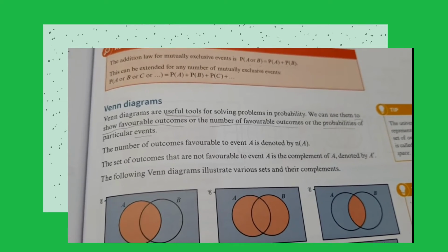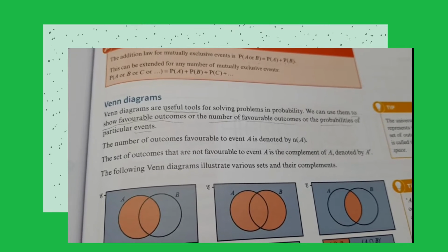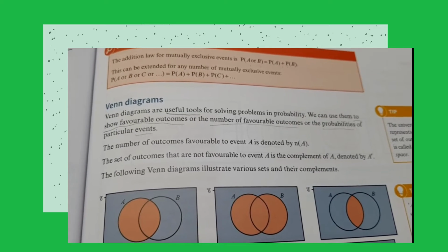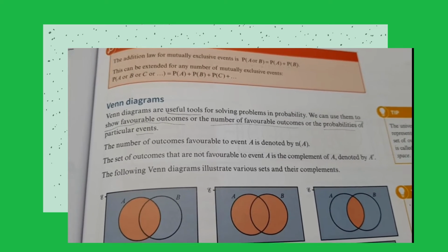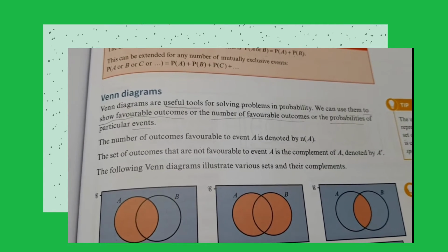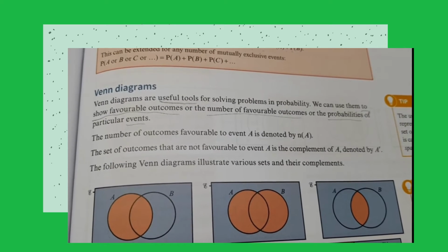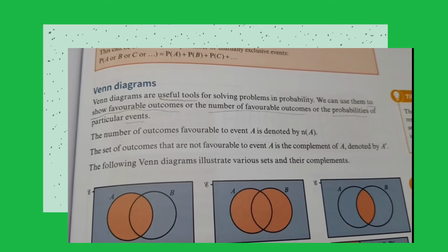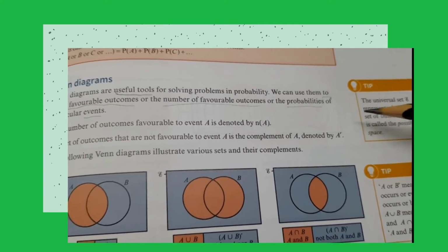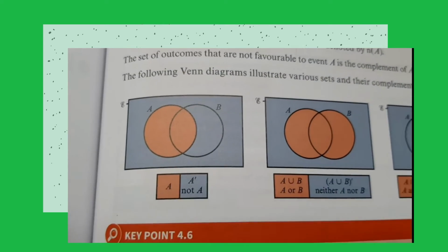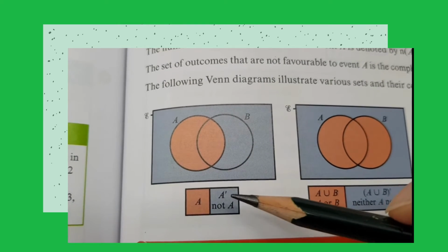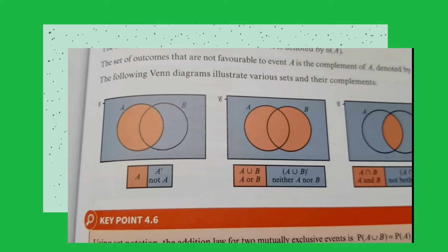Next is Venn diagrams. Venn diagrams are useful tools for solving problems in probability because we can use them to show favorable outcomes, or the number of favorable outcomes, or the probability of a particular event. The number of outcomes favorable to event A is denoted by A, and the complement of A is denoted by A prime. This is an example of a Venn diagram. This is the denotation and this is the explanation.